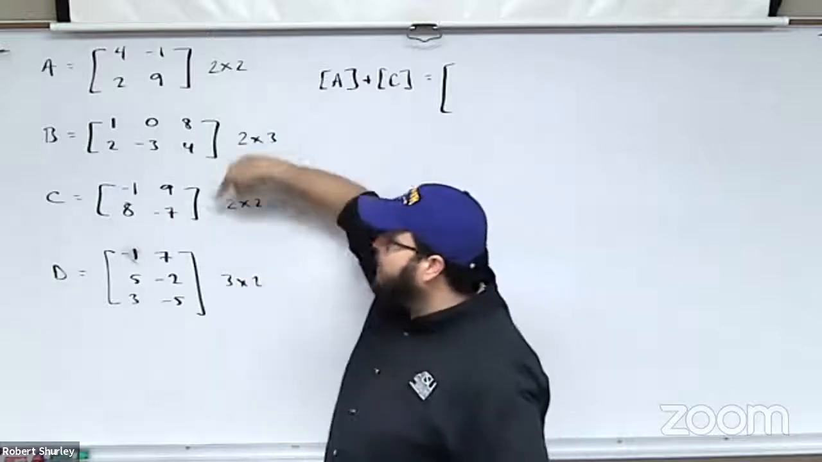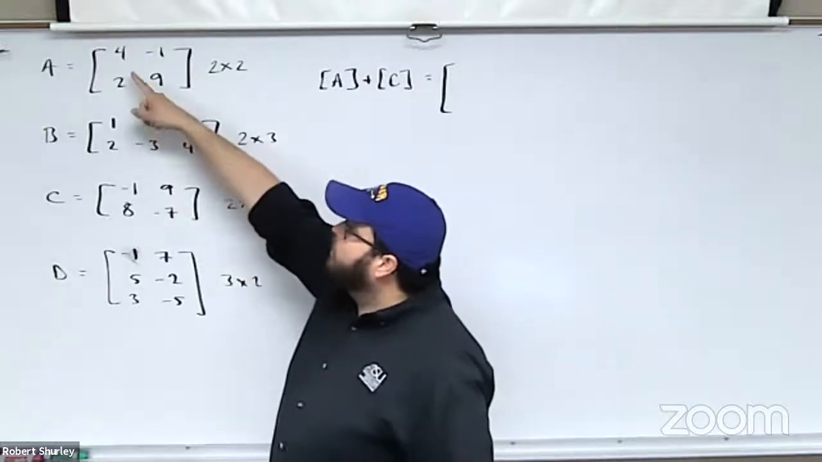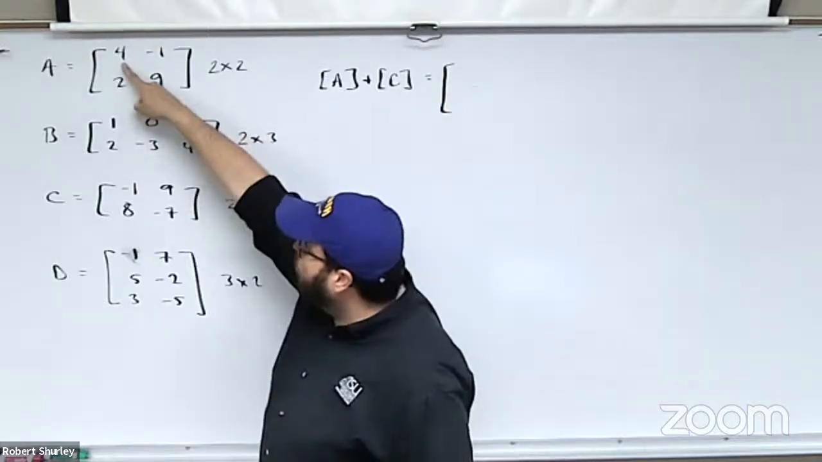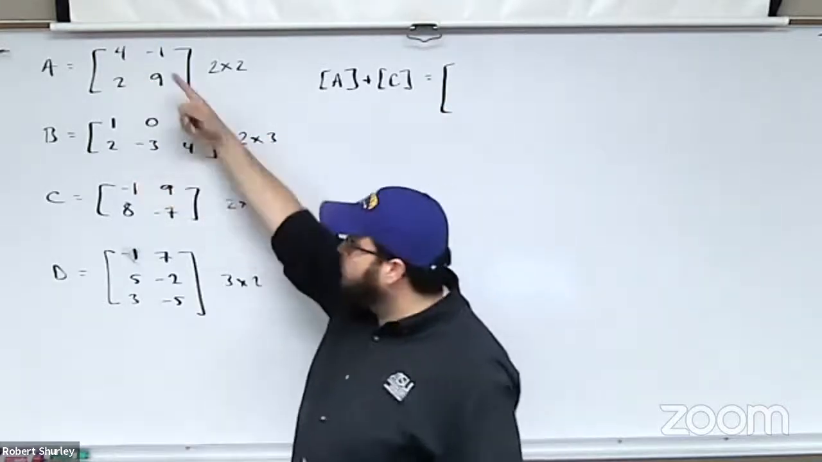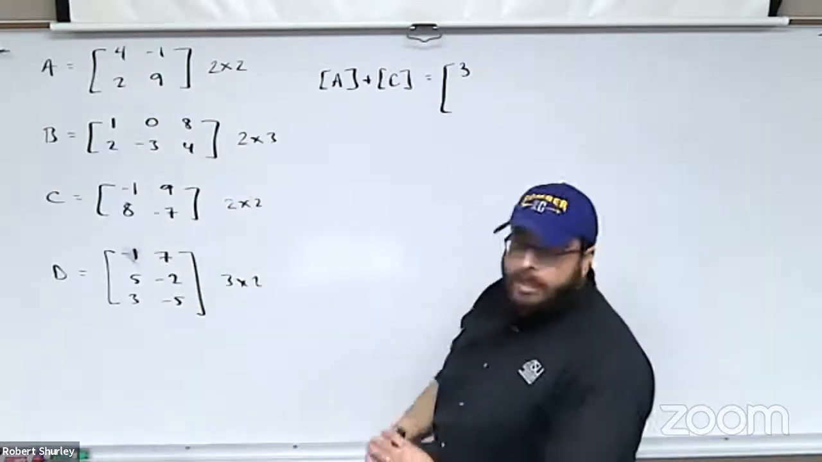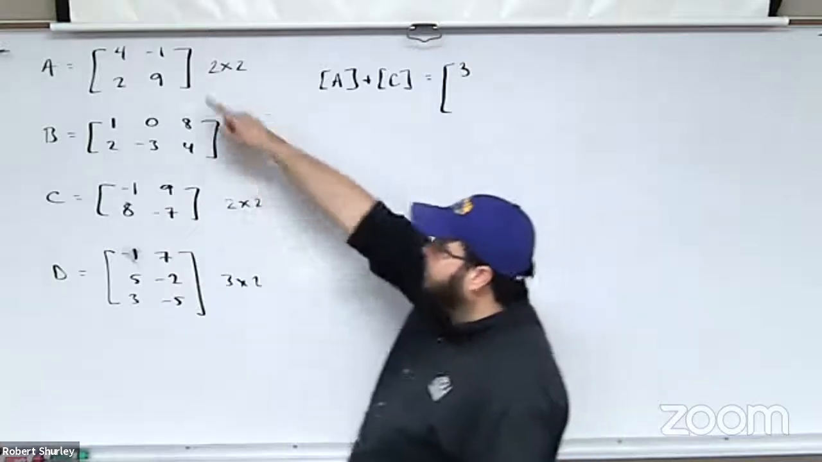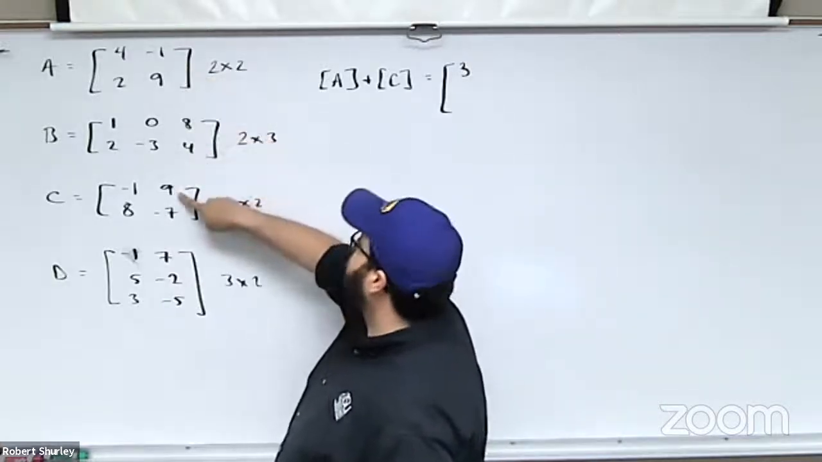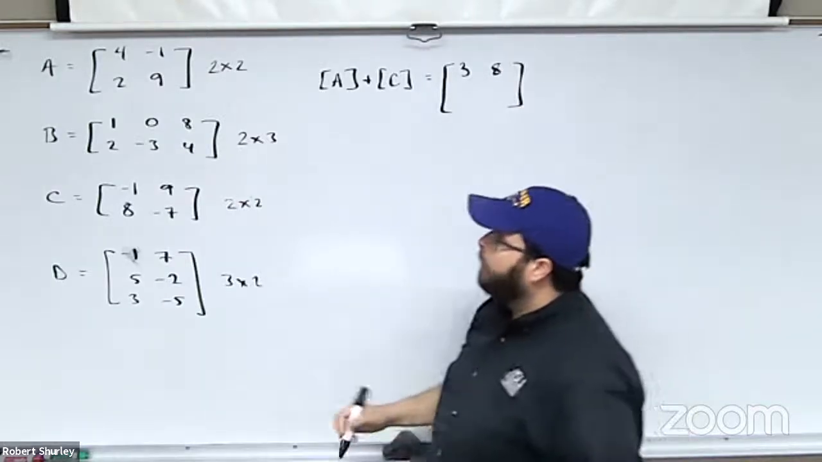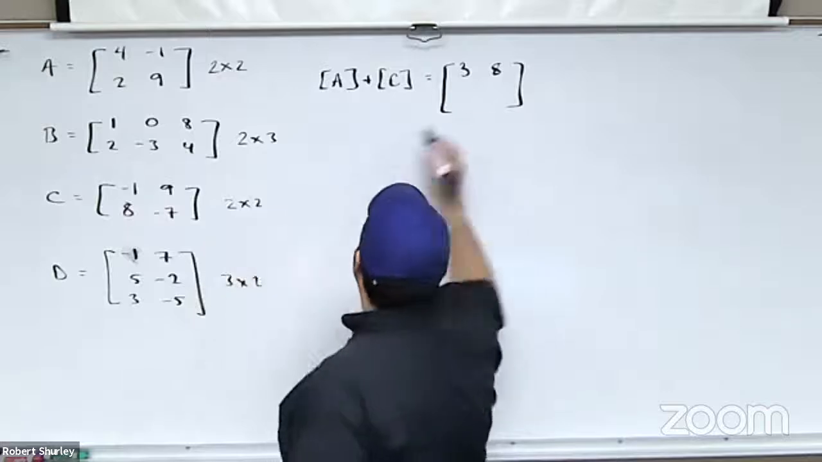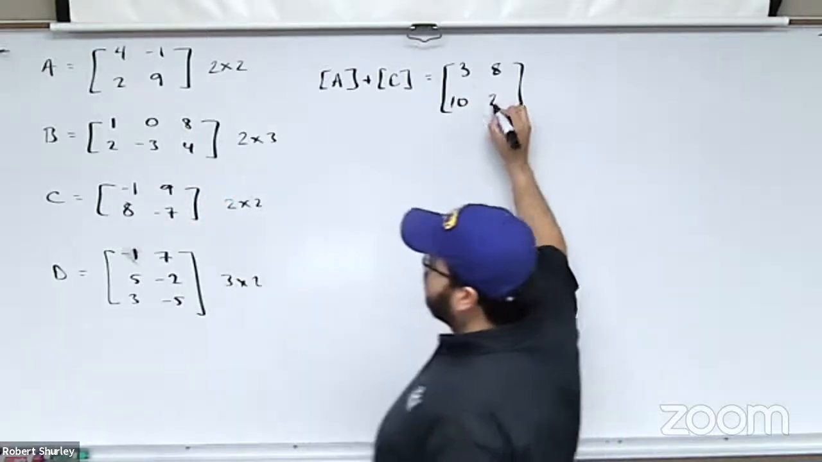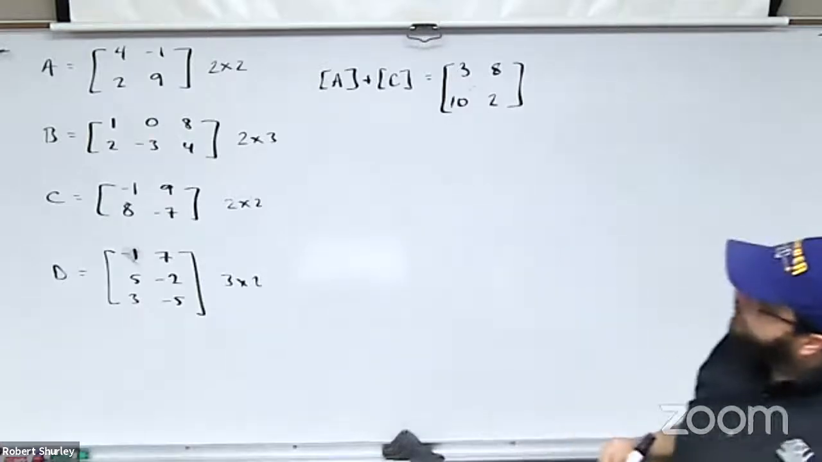But if I want to add A and C, it's going to create a 2 by 2 matrix, okay? The first position is just going to be 4 plus -1 because they're in the same position. So that gives me 3. Then I go to the 1, 2 position, -1 plus 9, so it's going to give me 8. And then I'm going to do 2 plus 8. That's going to give me 10. And then lastly, 9 plus -7, that's going to give me positive 2.